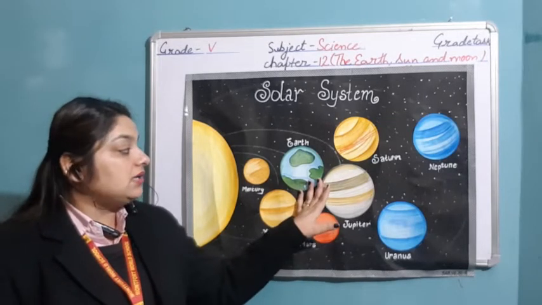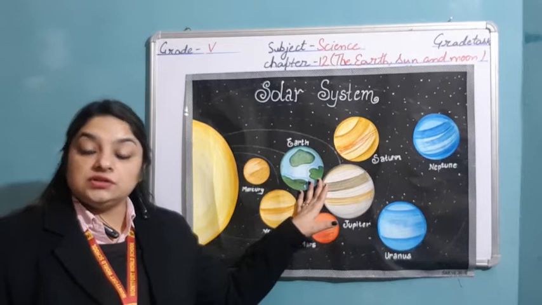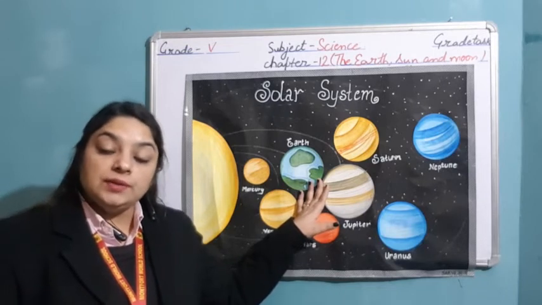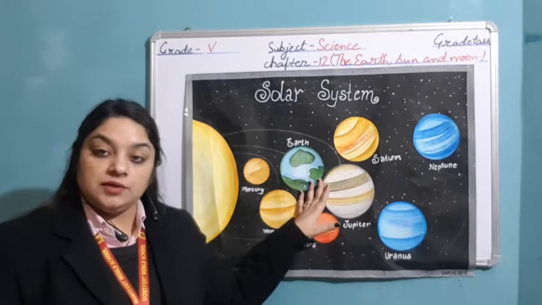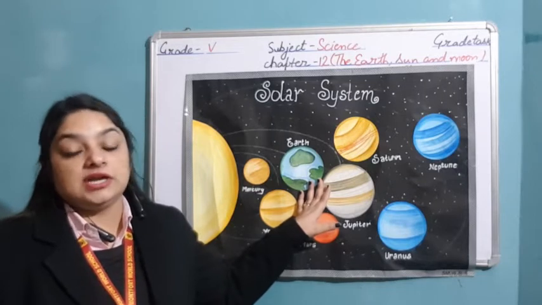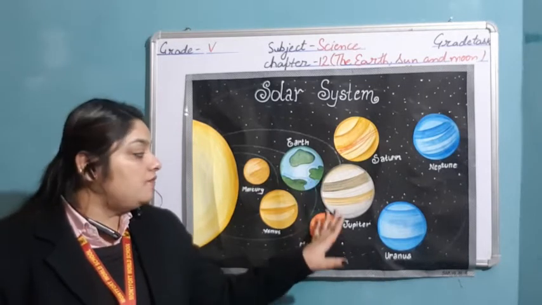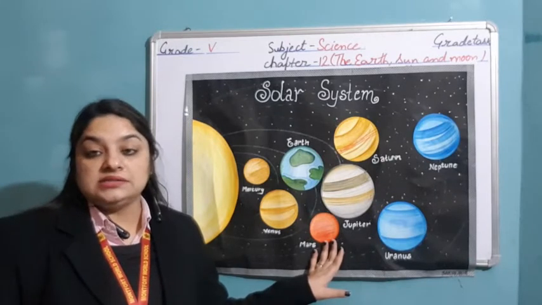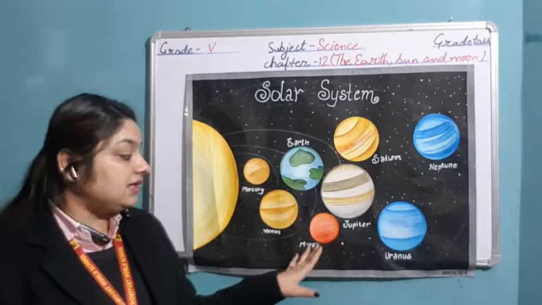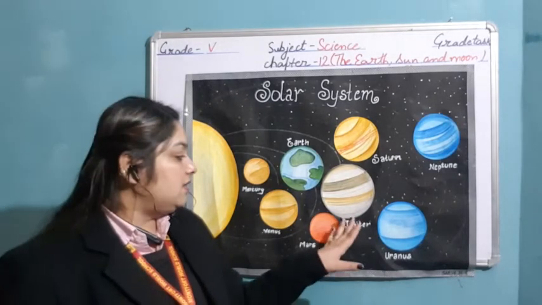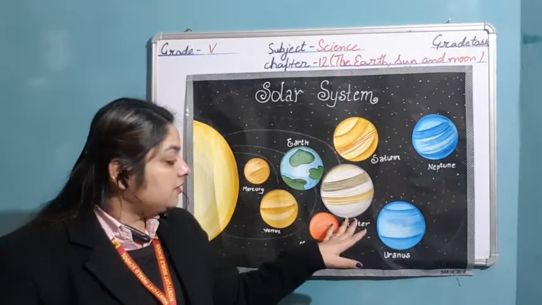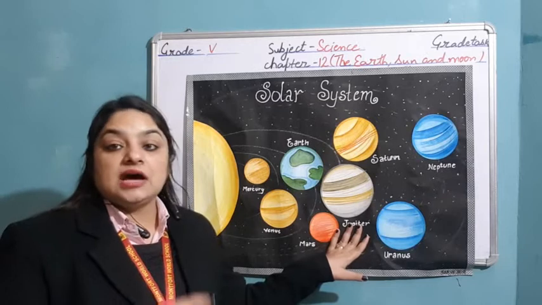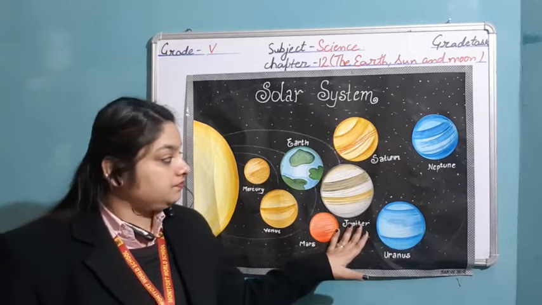Third one is Earth. Earth is present on the third number, and this is the only planet where life exists. We call it the blue planet also because 70% of the Earth is covered with water. Next one is Mars. Mars is known as the red planet also, as it appears red when we look into space. Next one is Jupiter, the largest planet among all.